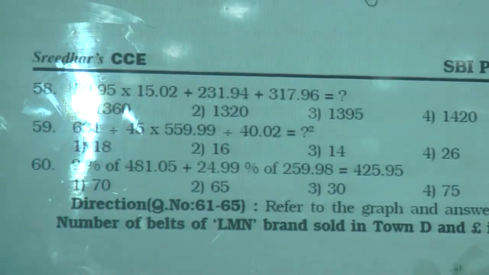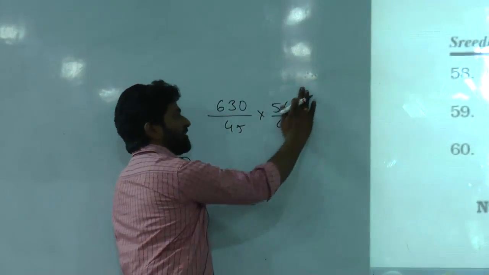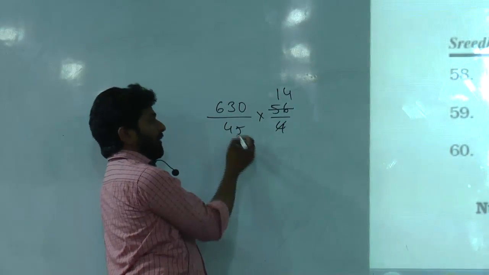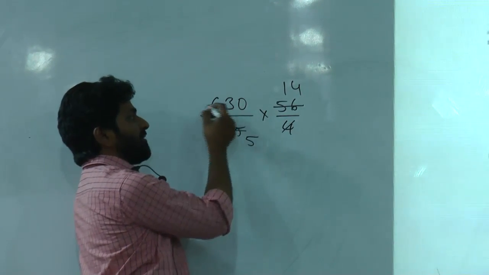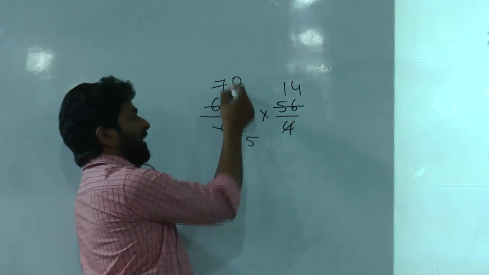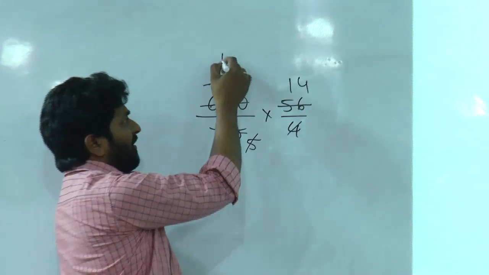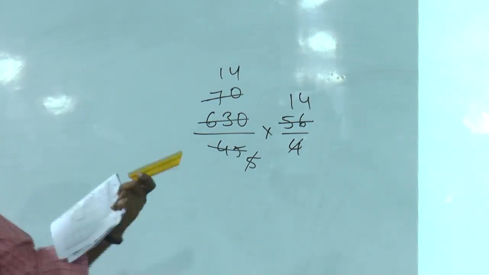Come on, 59. Let me write this number as 630 divided by 45 into 560 divided by 40. This is equal to what square? Come on. 0, 0 cancel. 4, how many times? 14 times. Wait. 9, 5 times, 9, 70 times, 5, 14 times. 14, 5, 7. 70, correct. 14 square. X is equal to 14.